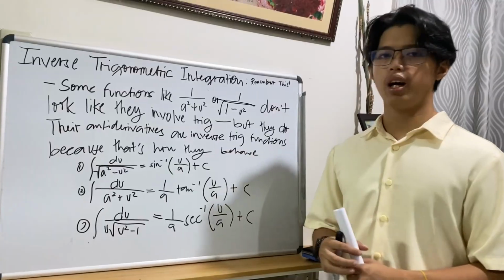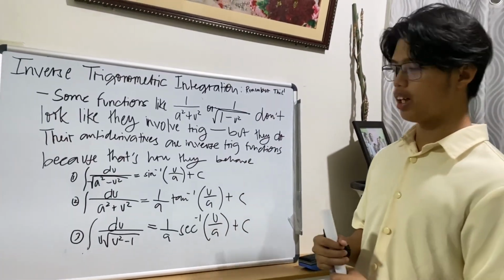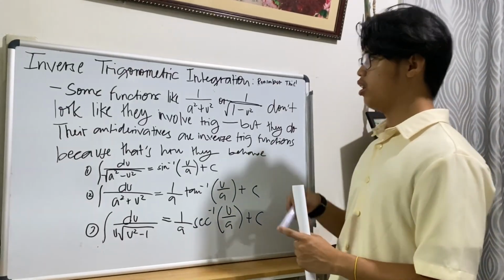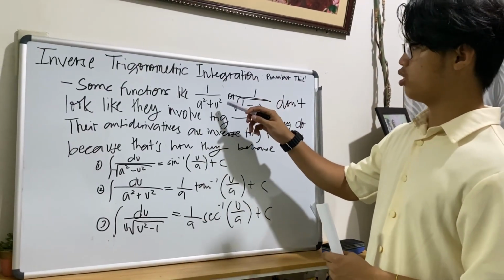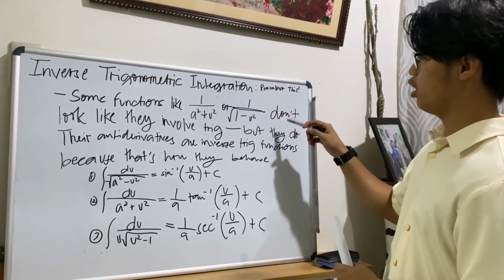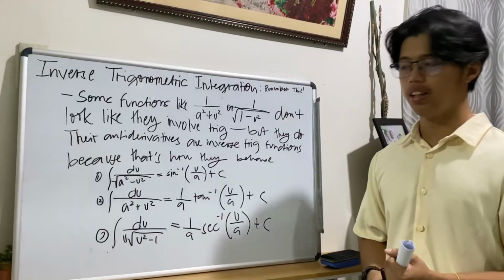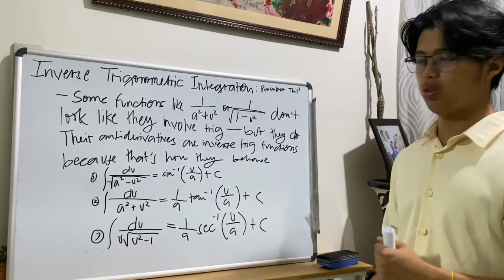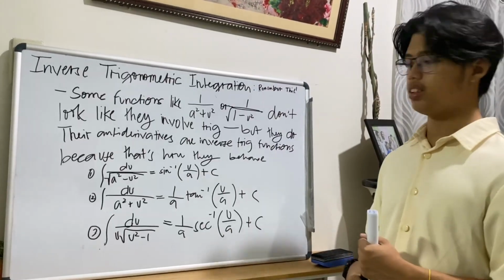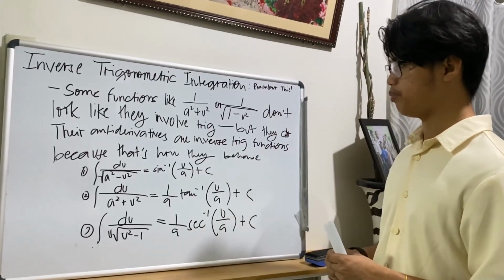So, our third topic is inverse trigonometric integration. Some functions like 1 over a squared plus u squared or 1 over the square root of 1 minus u squared don't look like they involve trig, but they do. Their antiderivatives are inverse trig functions because that's how they behave.